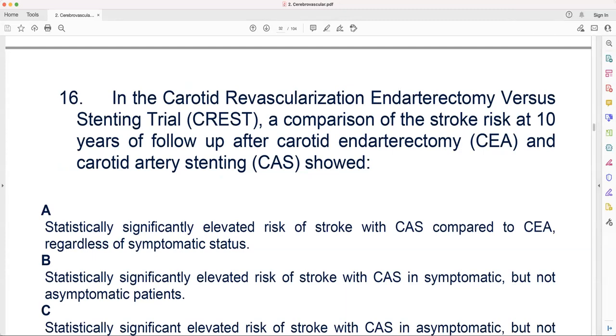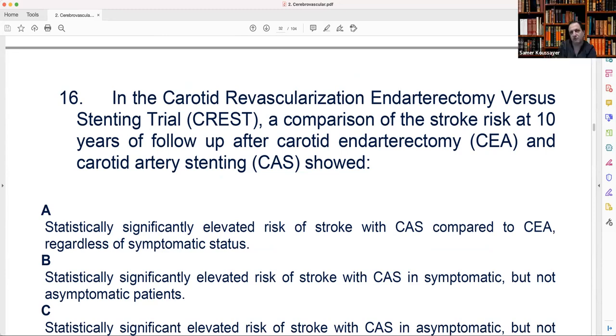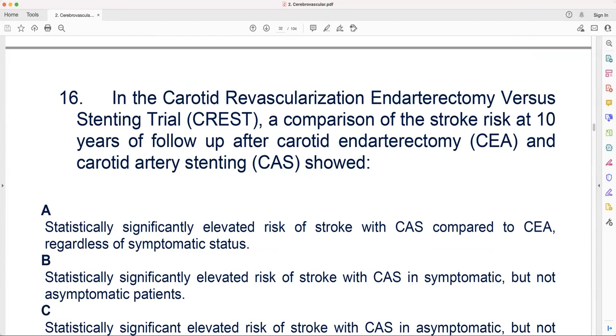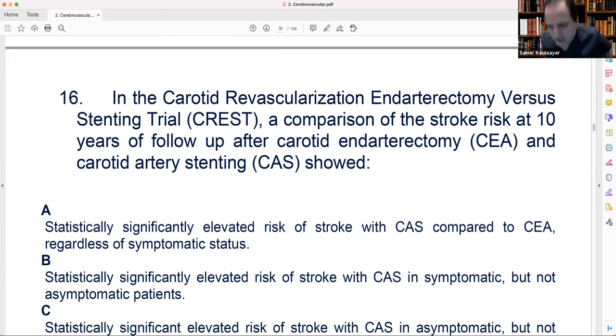In the Carotid Revascularization Endarterectomy versus Stent Trial, a comparison of stroke risk at 10 years of follow-up after carotid endarterectomy and carotid artery stenting showed. Before we go there, this is the most important trial, really. This is the one that put the carotid stent on the map. It's a very important trial. And if you remember, this is a confusing question because they said 10 years.